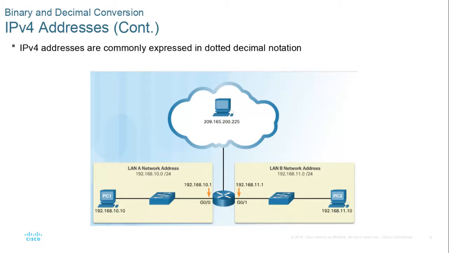We can look at this graphic and very easily see that PC1 is 10.10, PC2 is 11.10, and it's not so hard on the eyes as looking at strings of binary numbers. It's just too difficult to look at.